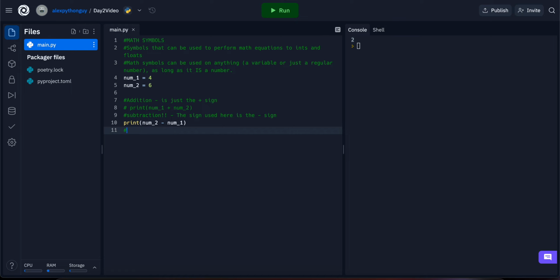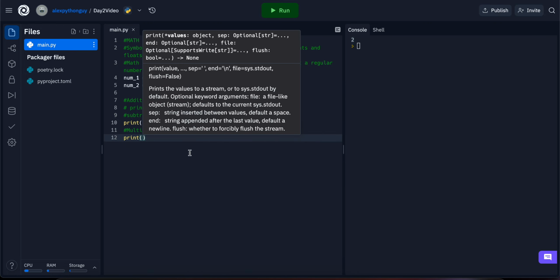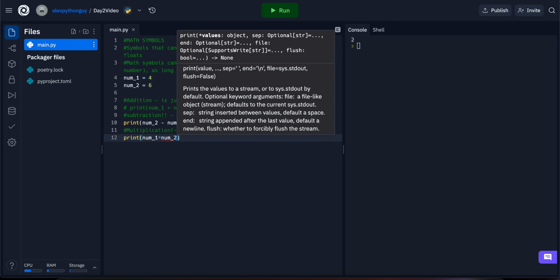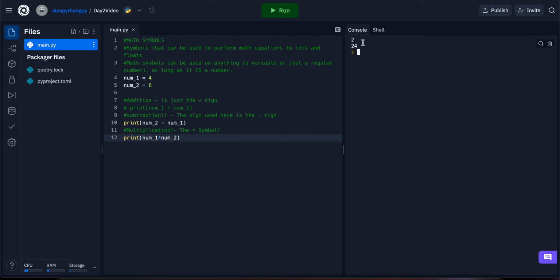Now, let's try multiplication, which uses the star symbol, shift 8. So let's print num1 times num2, and we get 24. Oh, ignore the 2. Which is 4 times 6.